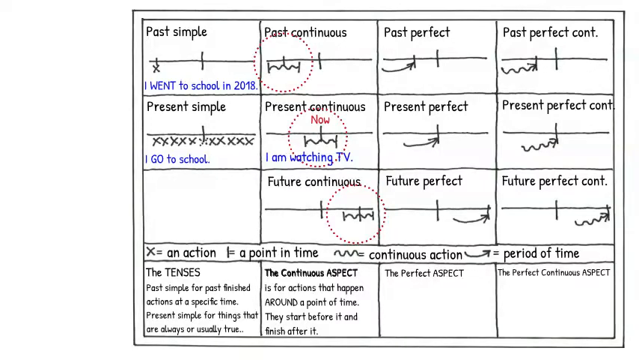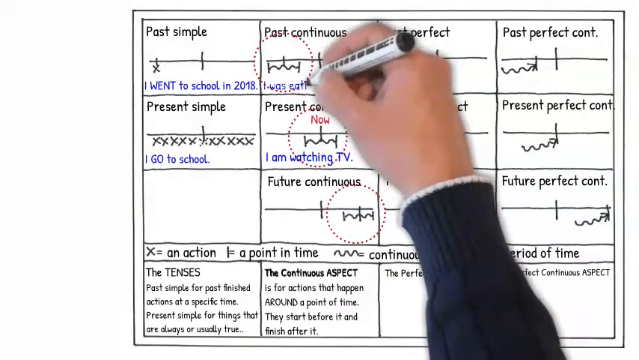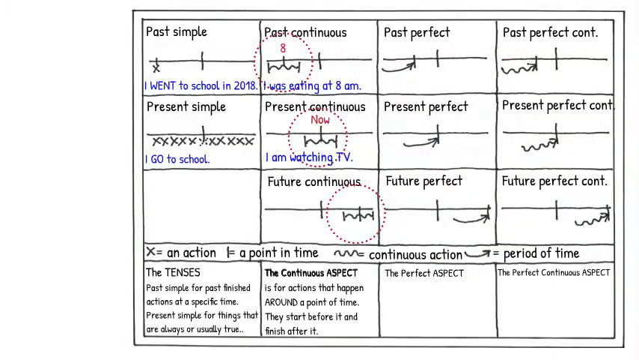It's the same with the past continuous. I was eating at 8 a.m. this morning. I started before 8 a.m. At 8 a.m. I was still eating, and then I continued to eat after 8 a.m.